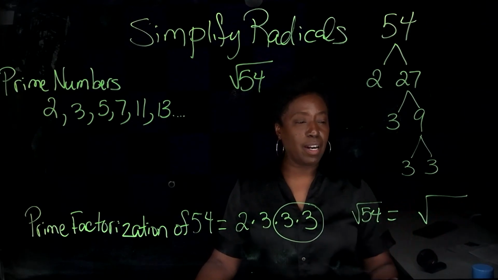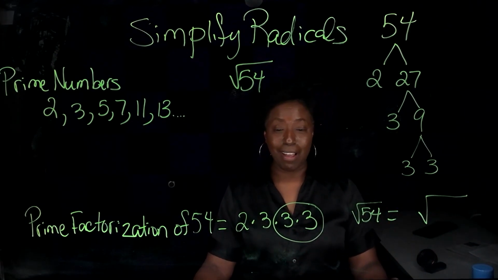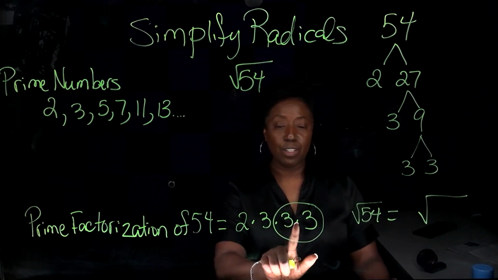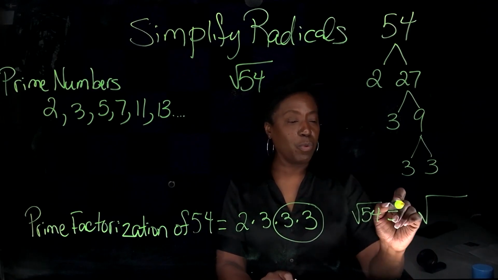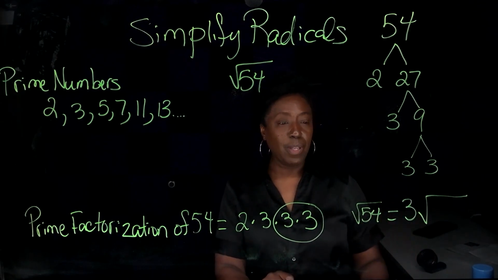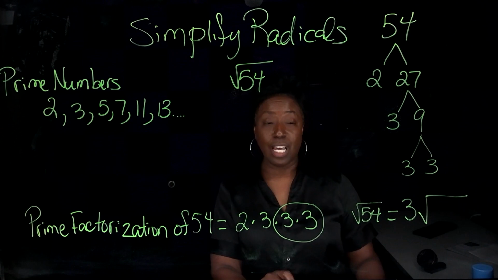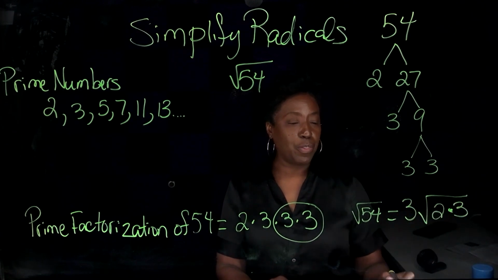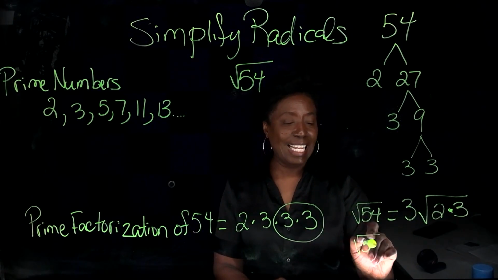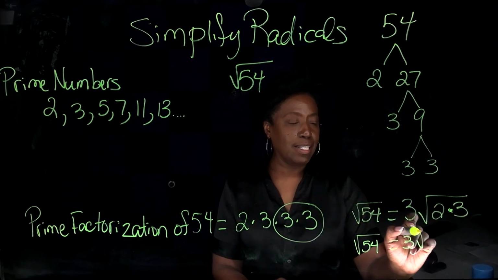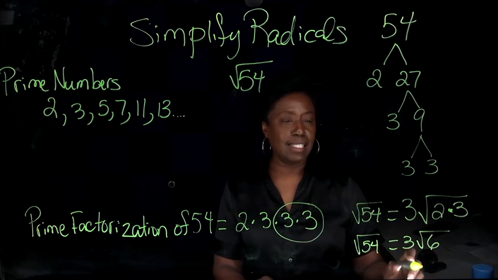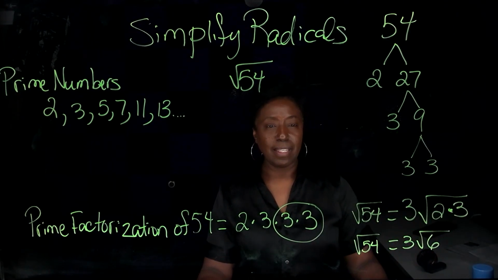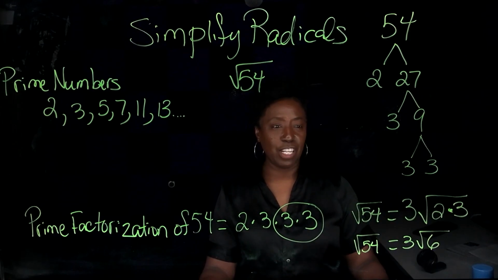We will write our radical house. Whatever is circled goes in front of the radical. So we have the 3s that are circled. We will put 1 in front of the radical. Whatever's not circled goes under the radical. So that would be the 2 times the 3. Simplifying the inside of our radical, that would be 3 times the square root of 6. And this is how we simplify radicals using our prime factorization.